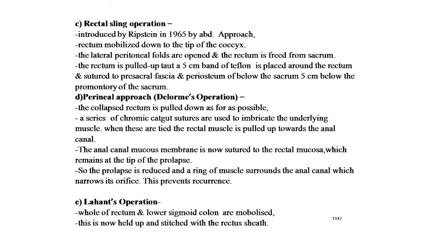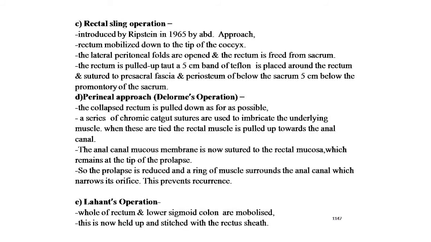Then the next operation, by the perineal approach, is Delorme's operation. The collapsed rectum is pulled down as far as possible. A series of chromic catgut sutures are used to imbricate the underlying muscles. When these are tightened, the rectal muscle is pulled up toward the anal canal. The anal canal mucous membrane is now sutured to the rectal mucosa, which remains at the tip of the prolapse. So the prolapse is reduced and the ring of muscle surrounds the anal canal, which narrows its orifice.